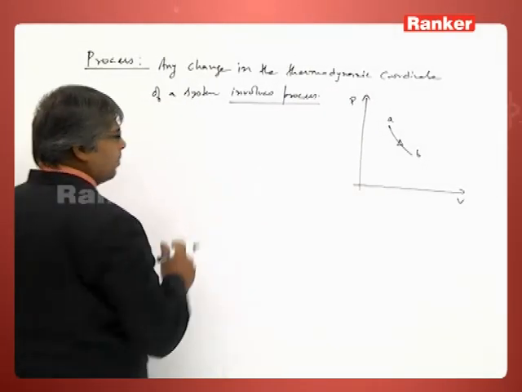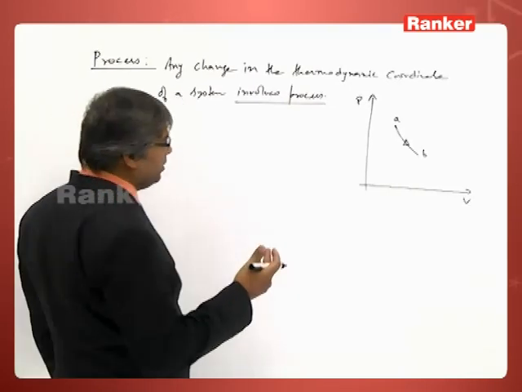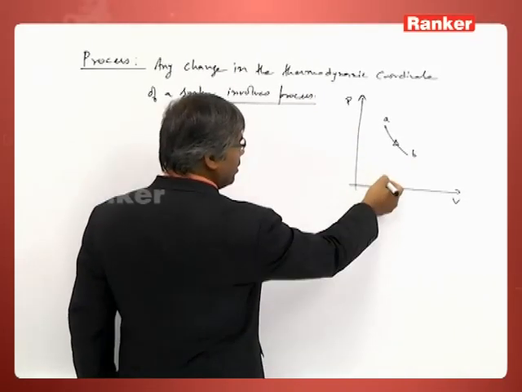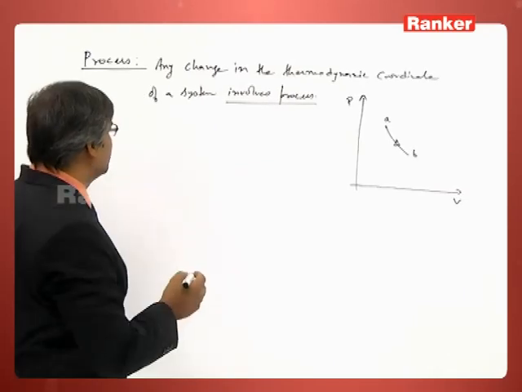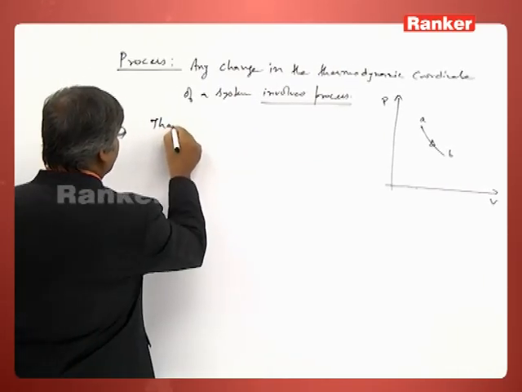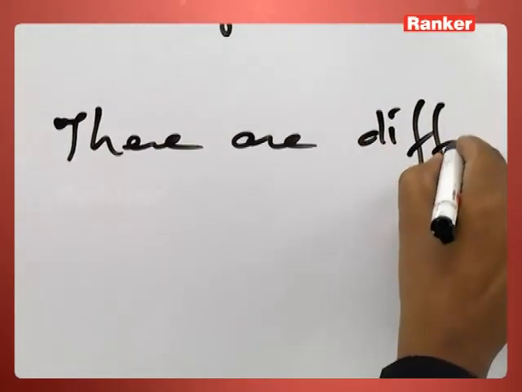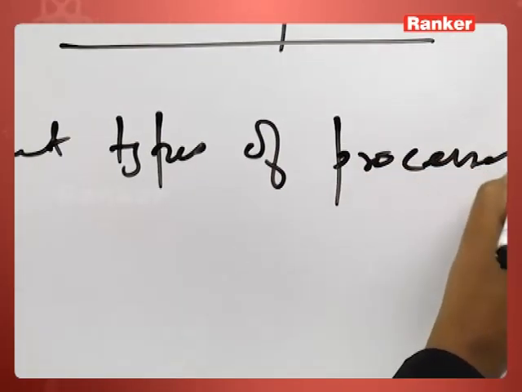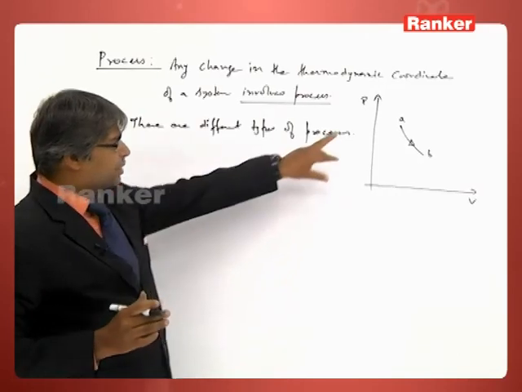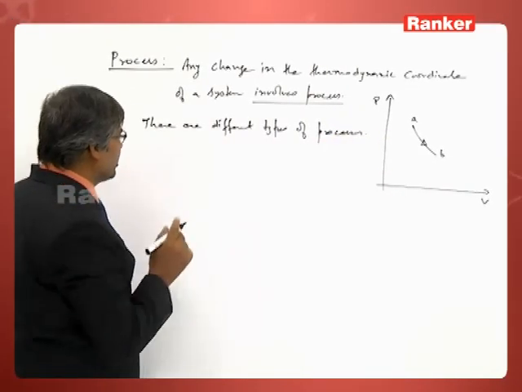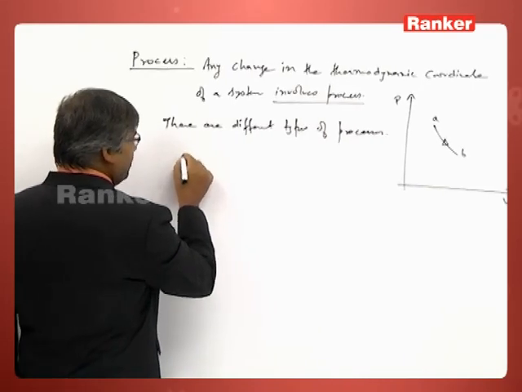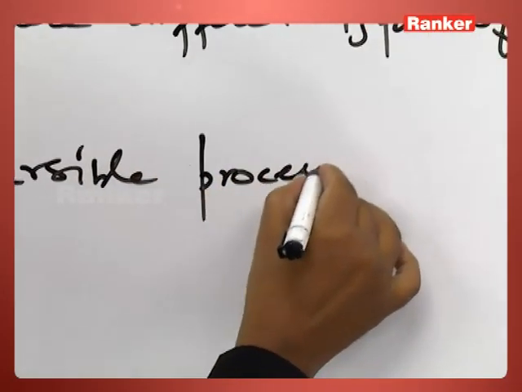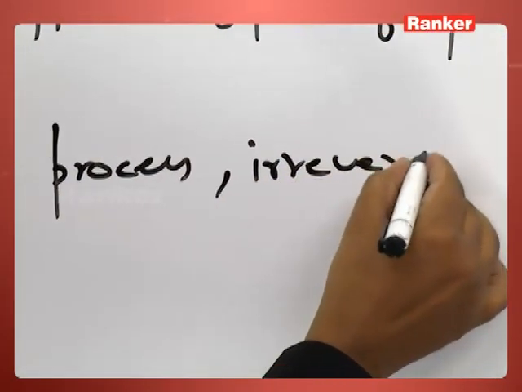So there are different types of processes. We will learn in thermodynamics, first law of thermodynamics, that we have constant pressure, then constant volume, isotherms, adiabats. Presently we are not interested in how P and V change. So we are interested in understanding reversible process and irreversible process.